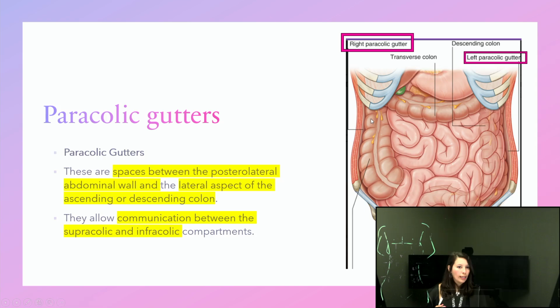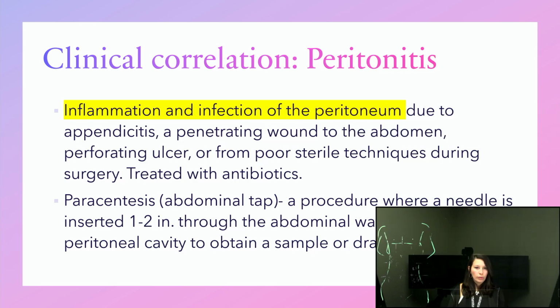So your right paracolic gutter would be this space right here on the right side in between the wall and the ascending colon, which is this one right here. And then this is your left paracolic gutter between the abdominal wall and your descending colon. And so they allow the communication between the supracolic and infracolic compartments that we just went through.